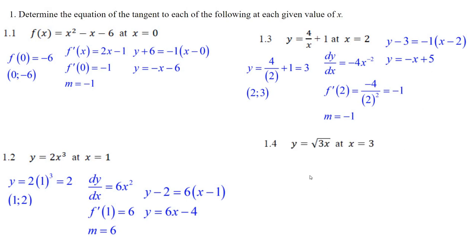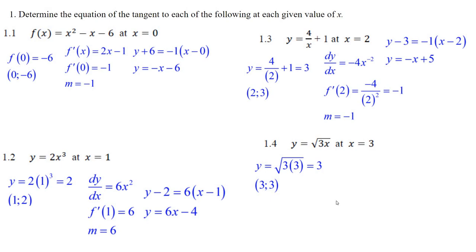Now the next question is quite a bit harder, I think, because you've got to go root 3 times x. Well, the first thing's easy. Put 3 in there. 3 times 3 is 9. Y will just be 3 when x is 3. Well, there's the point of tangency, the point where the tangent hits this curve.